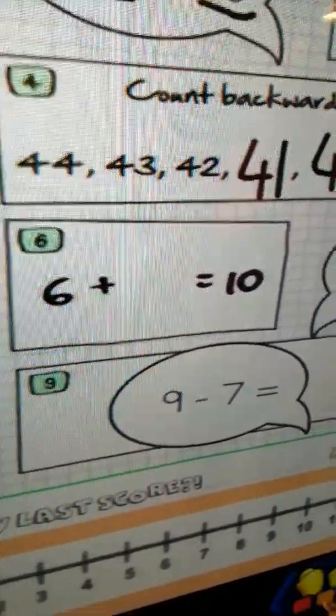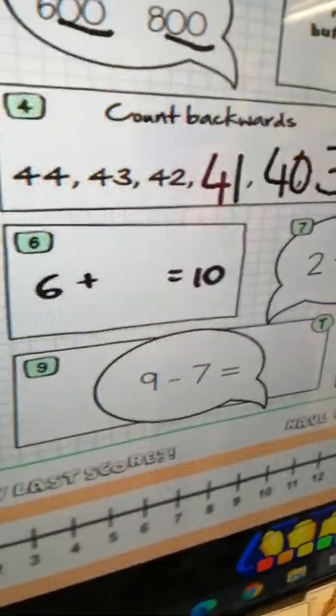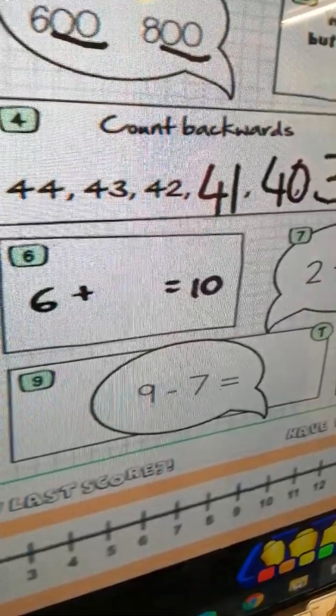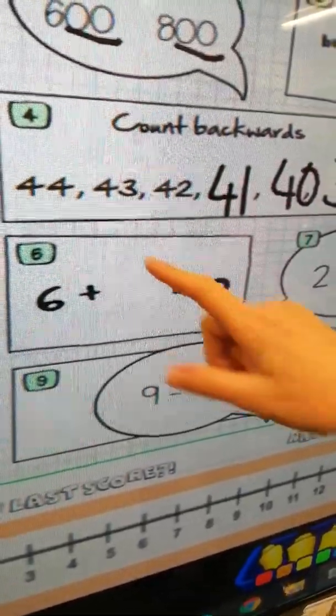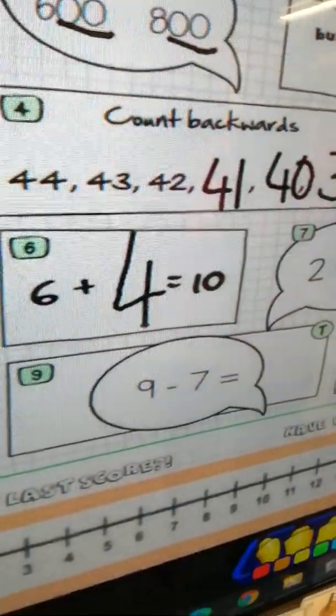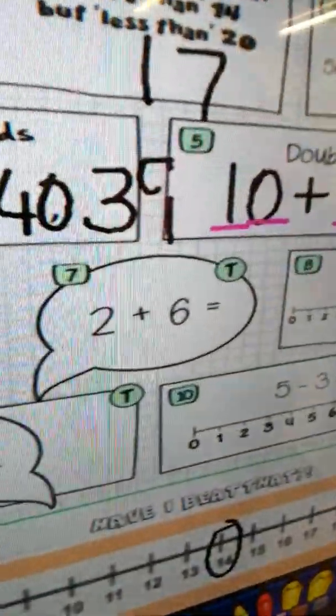Perfect, it's a number bond to 10. Pause the video now and see if you can work out what number is missing. 6 and what makes 10? Brilliant. 6 and 4. Right, okay.